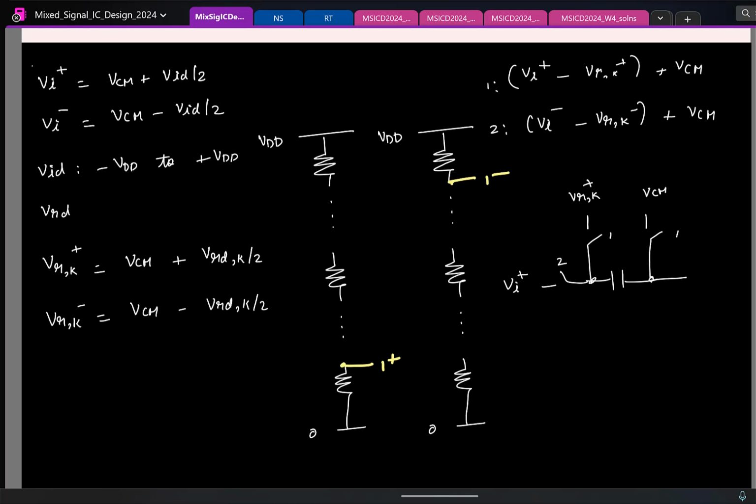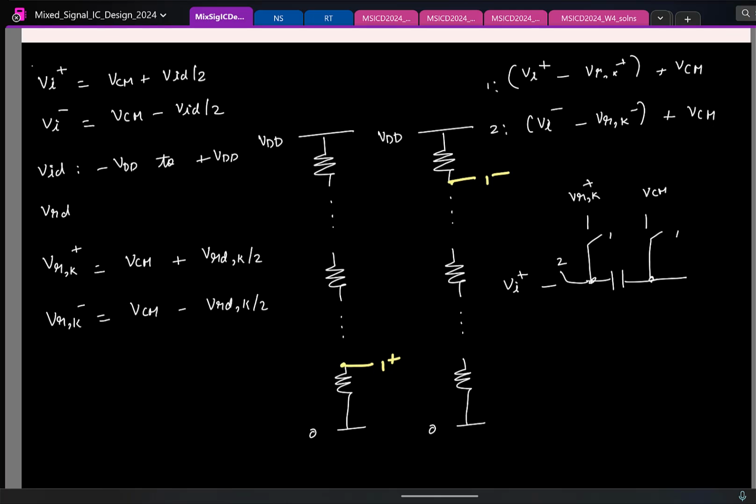Now a variation of this is, instead of storing the reference across the capacitor, you can also store the input across the capacitor and you feed the reference. So that will give the reference minus the input, which is also fine. And we also saw we can do this reference subtraction not just in voltage like this. You can also add or subtract references in current, right?